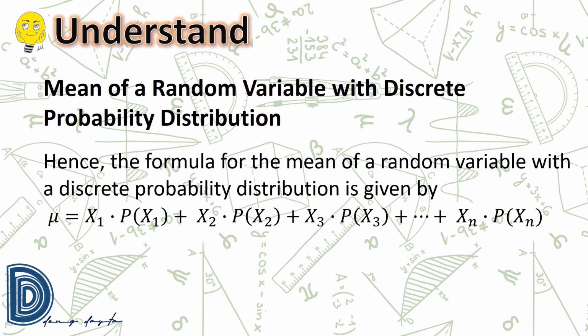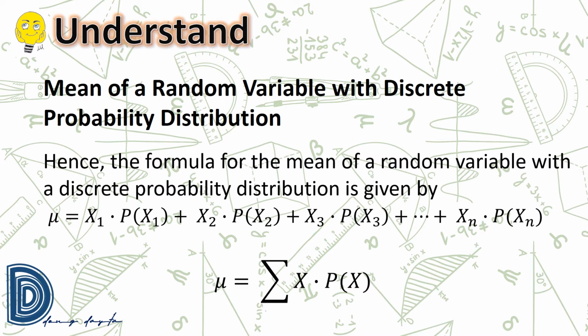Hence, the formula for the mean of random variable with a discrete probability distribution is given by mu is equal to x sub 1 times p of x sub 1 plus x sub 2 times p of x sub 2 plus x sub 3 times p of x sub 3 until x sub n times p of x sub n. Or simply, mu is equal to summation of the product x times p of x.